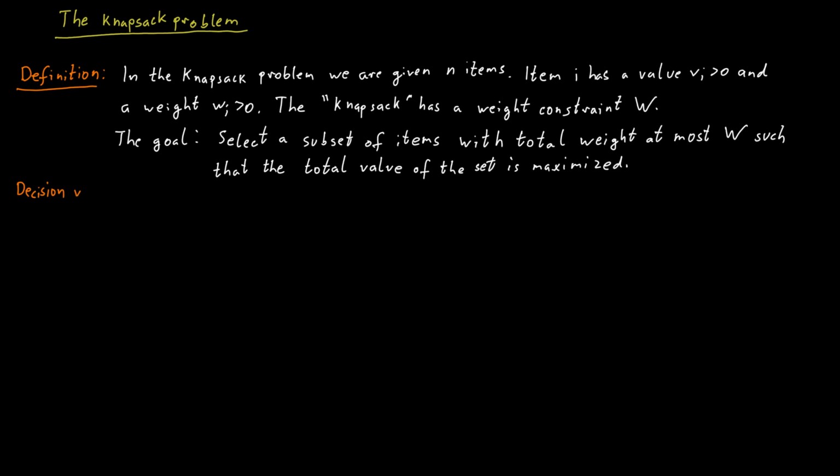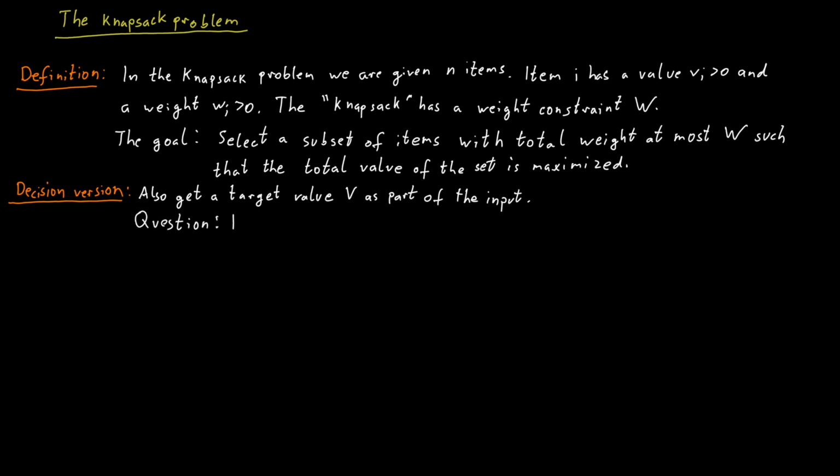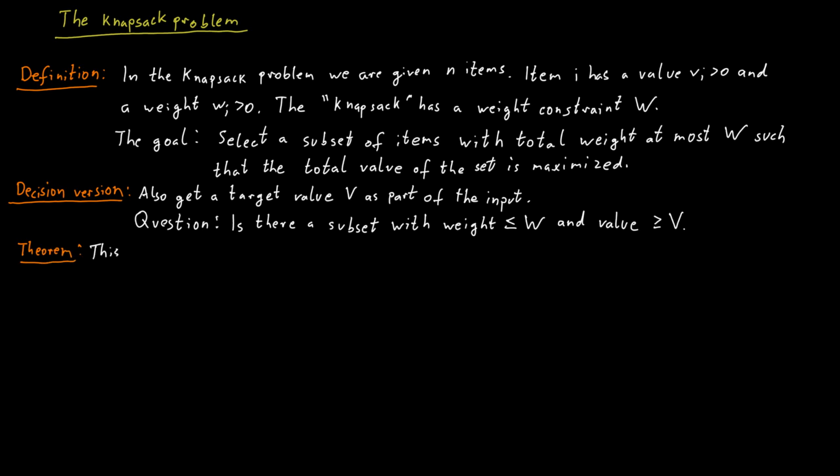We can formulate a decision version of this knapsack problem by having all the same inputs we had before, plus in addition to this, a target value, capital V. And now the yes or no question we would ask is: is it possible to find a subset of the items such that that subset fits into the knapsack without exceeding the weight threshold, capital W, but such that that subset has a total value of at least capital V? This decision problem is NP complete.